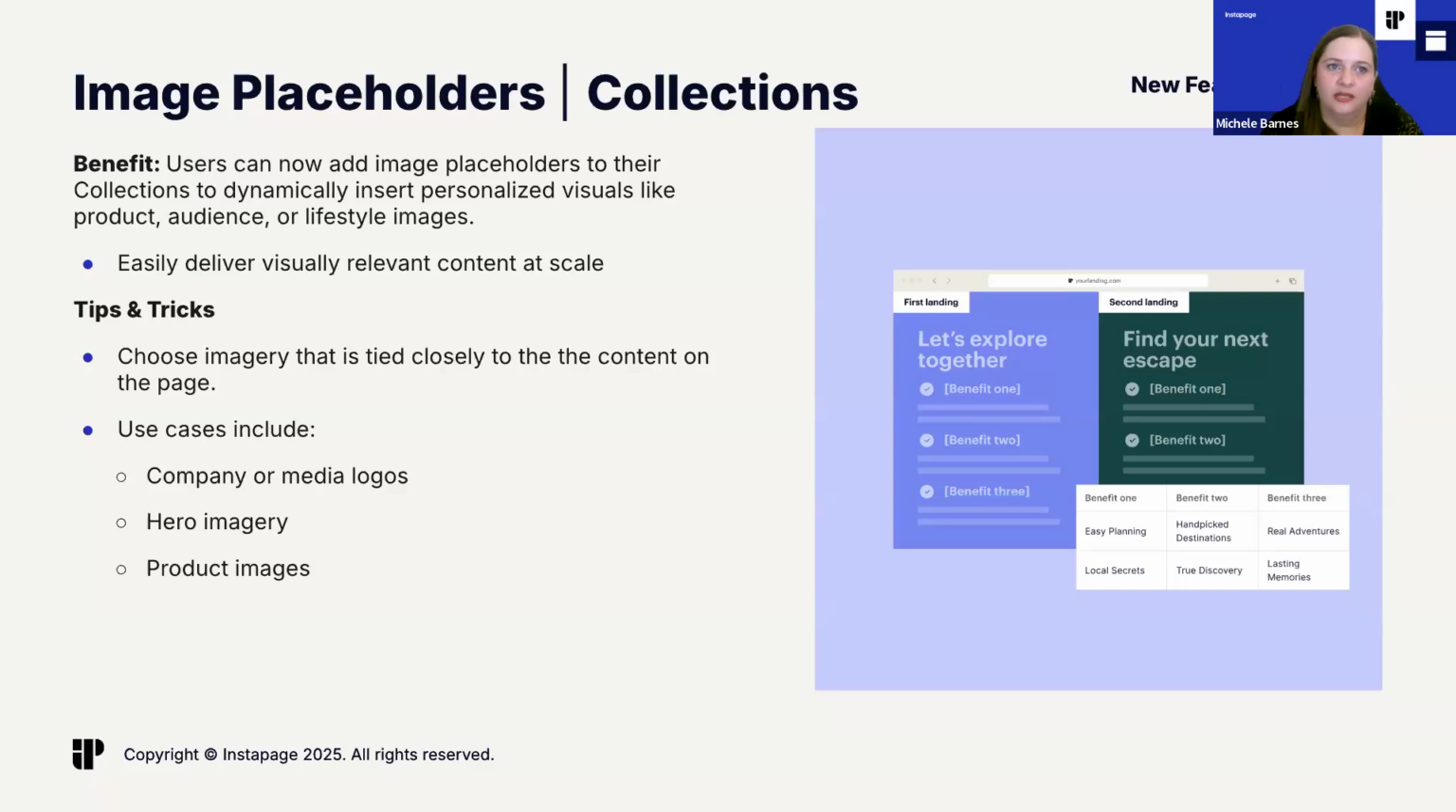Maybe one page you're targeting the busy mom or dad that's preparing meals for a family, then family relevant imagery would be one item. Or maybe you're targeting the single person who just wants to have an easy meal at the end of their day, then you could change the imagery for that. So really make sure that you're tying it closely to the content that's on the page.